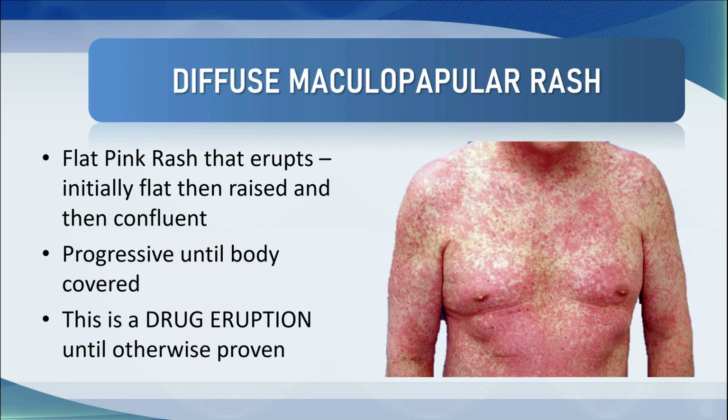Another really common rash is a diffuse maculopapular rash. This is a flat pink rash that erupts. It's initially flat, then it's raised, and then it becomes confluent and then progressively covers the body. This is a drug eruption until otherwise proven.